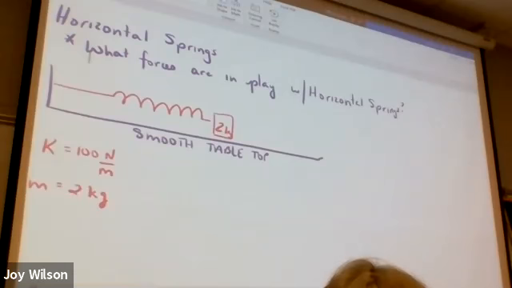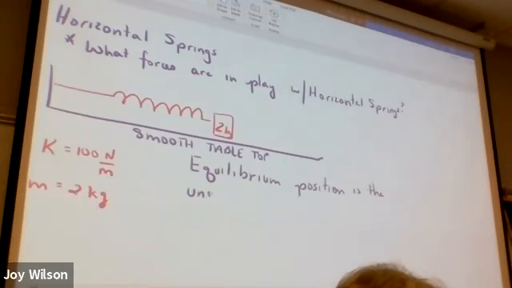But what we use for our equilibrium position in this case, equilibrium position will be the unstretched length of the spring. I probably could also say uncompressed, but that's kind of awkward. So it's the normal length of the spring, unstretched length.